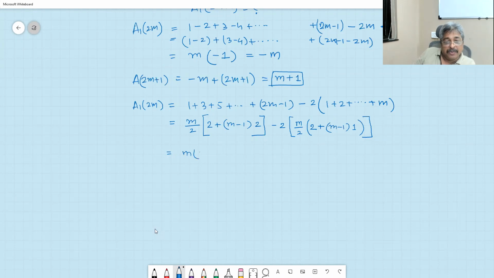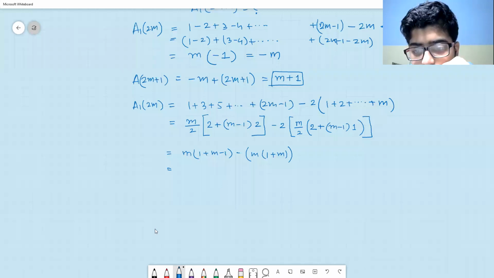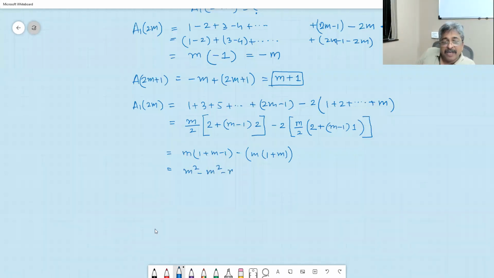M into 1 plus M minus 1. Is that right? Yes. And 2 gets cancelled here. So minus M into 2 minus 1, that is 1 plus M. Is that right? Yes, sir. That makes it M square minus M square minus M, which is equal to minus M.